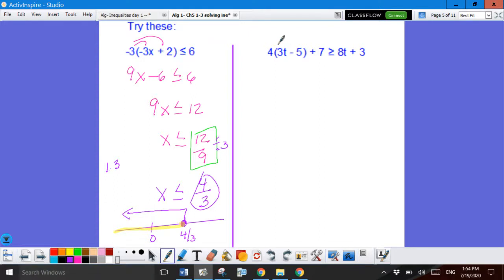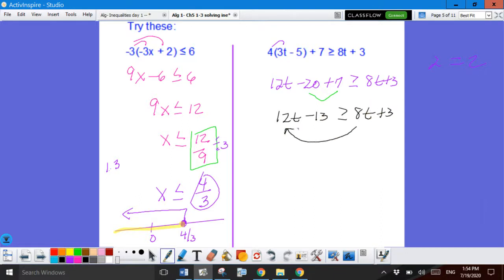All right, let's see what we did on this next one. So 12t minus 20 plus 7 greater than or equal to 8t plus 3. Now remember, when we solve equations, we want to have 2 and 2. So let's go ahead and simplify down till we have that. So I see that these two are like terms. So 12t minus 13 greater than or equal to 8t plus 3.